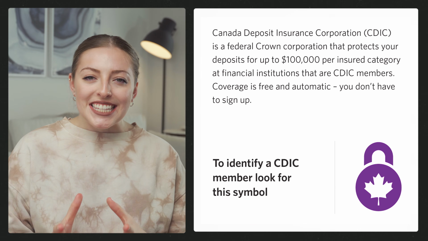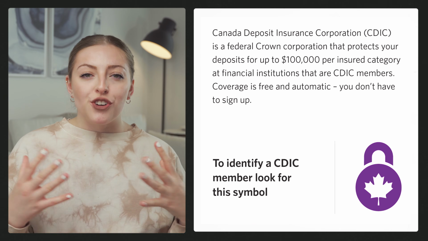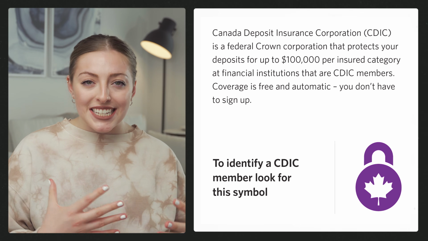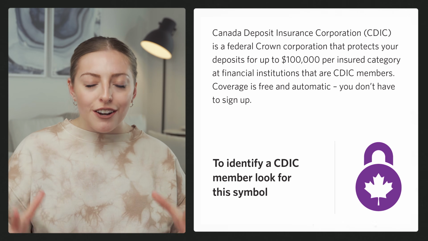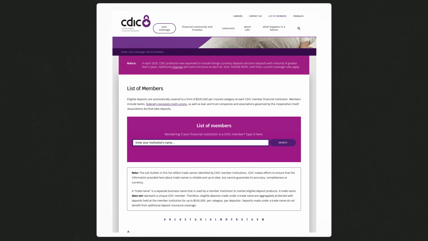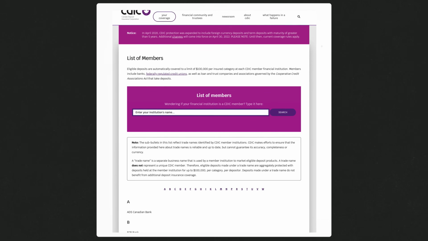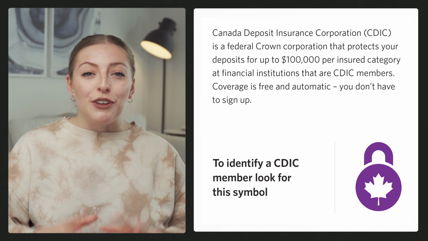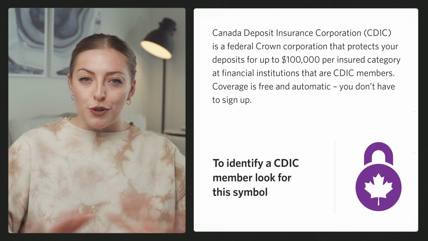Now, in general, CDIC is a federal crown corporation, and they were created by the Canadian government in 1967 to insure bank deposits up to $100,000 per category that are held at any of their member Canadian banks or federally regulated credit unions. Now, you also automatically have their protection, so you don't need to sign up at all.